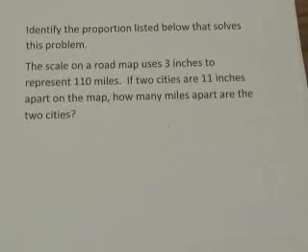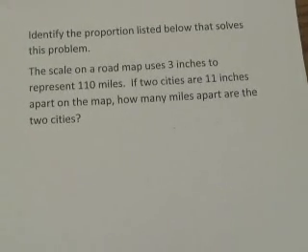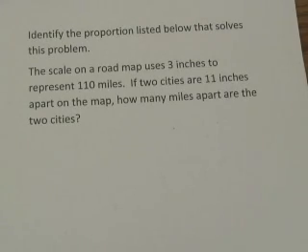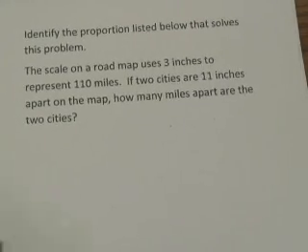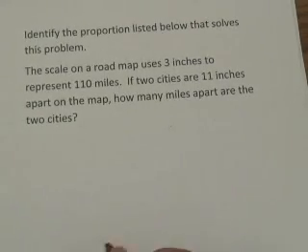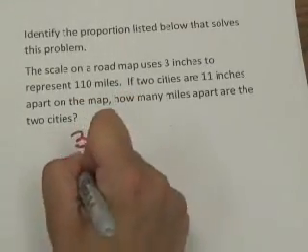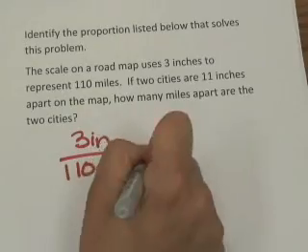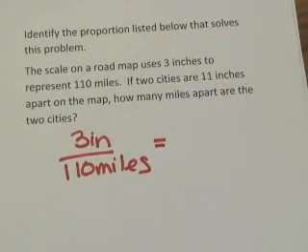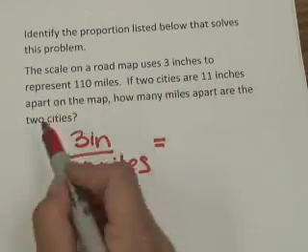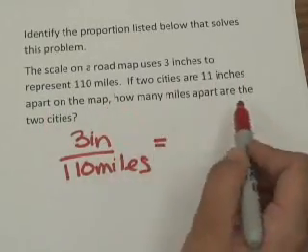Let's look at one more problem. In this problem, it says, identify the proportion listed below that solves this problem. The scale on a road map uses 3 inches to represent 110 miles. Again, this is your first ratio. 3 inches represents 110 miles. Let's see what the second ratio is. If two cities are 11 inches apart on the map, how many miles apart are the two cities?